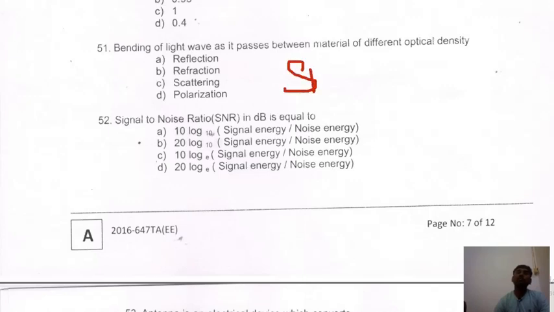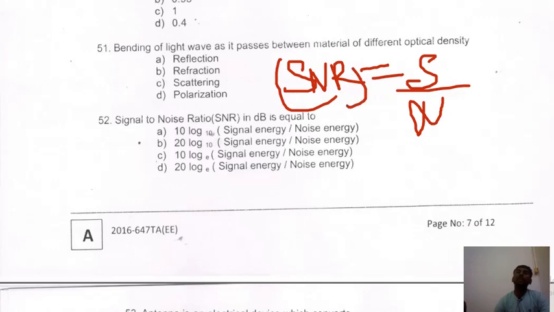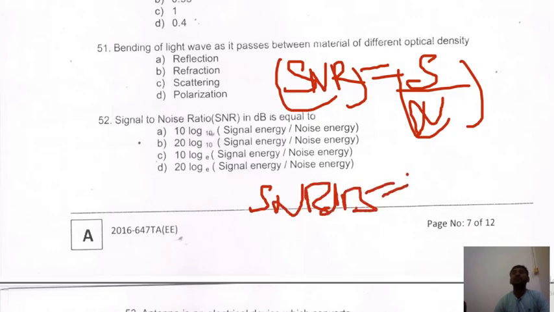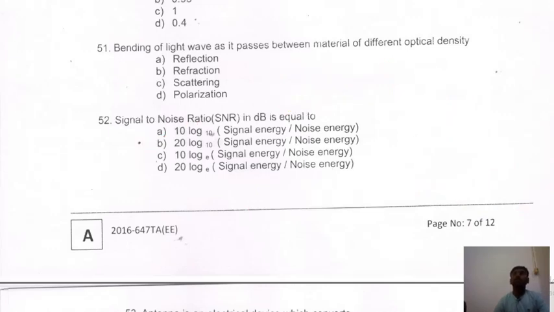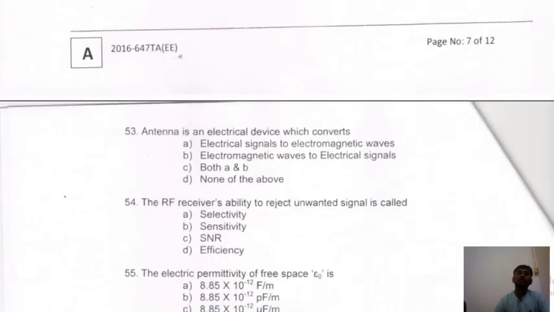Okay, so next question: signal to noise ratio in dB. As you know, SNR is equal to signal energy by noise energy. If you take log on both sides and calculate, then SNR in dB is equal to 10 log of signal energy by noise energy. So if we calculate in decibels, it is 10 log signal energy by noise energy. So option A is correct. Remember this if you want to calculate in decibels.